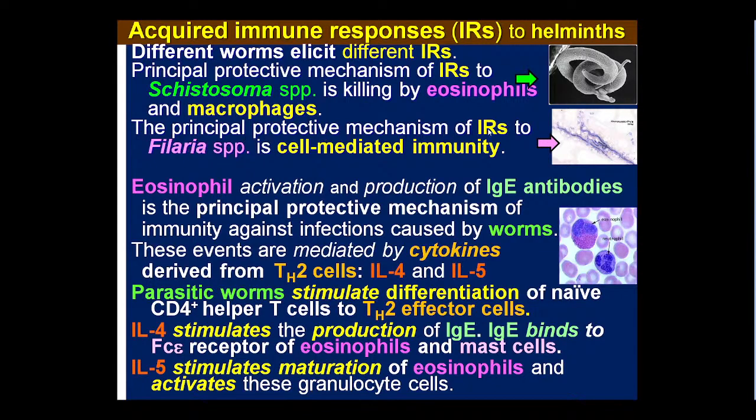The principal protective mechanism in response to filaria is cell-mediated immunity. Other organisms: eosinophil activation and production of immunoglobulin E antibodies is the principal protective mechanism of immunity against infections caused by different worms. These events are mediated by cytokines derived from T helper type 2. It means the prevalent immune response is cellular immune response mediated by Th2, associated with secretion of interleukin 4 and 5. Interleukin 4 and interleukin 5 are major mediators of the protective response.